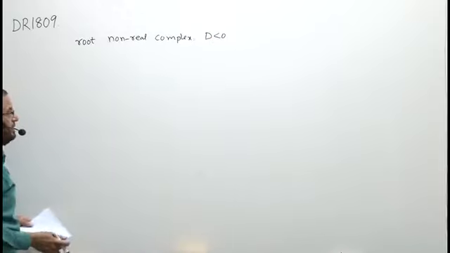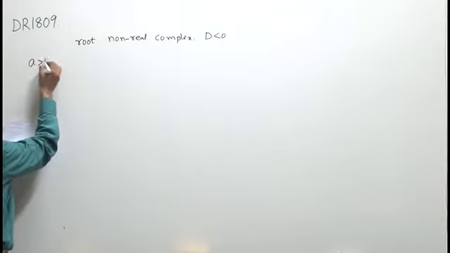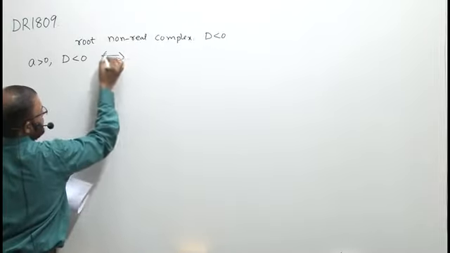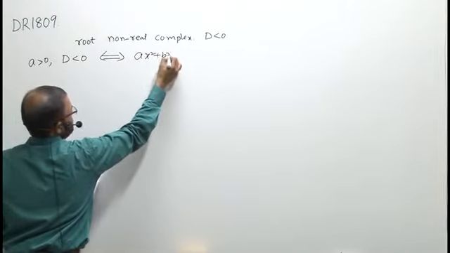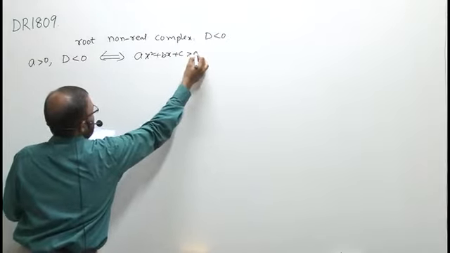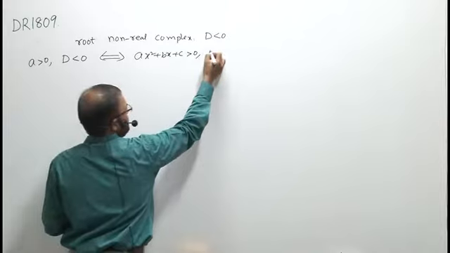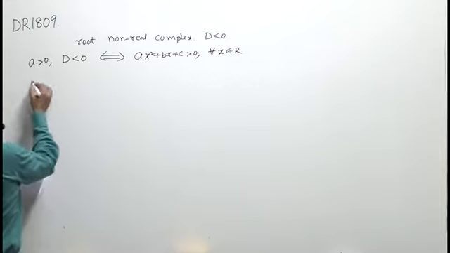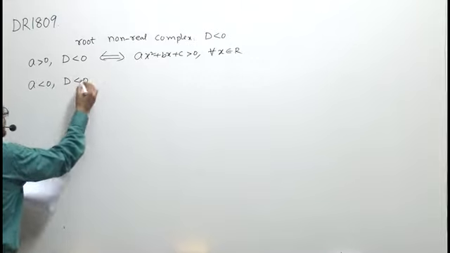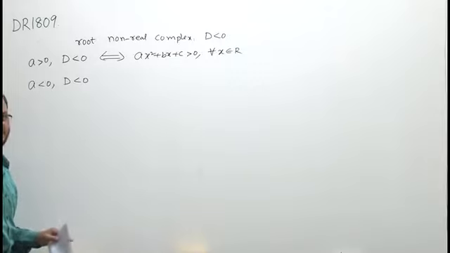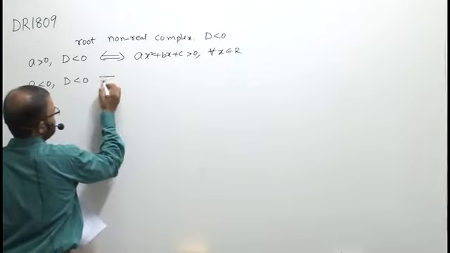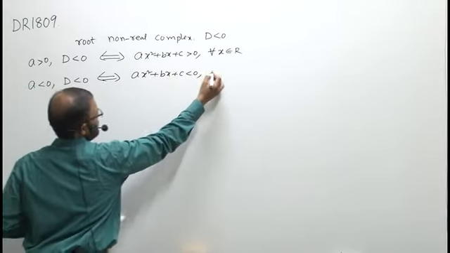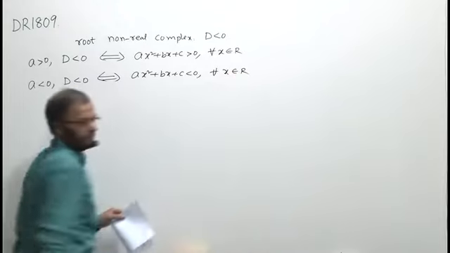Also, I can say that if A is positive and discriminant D is negative, the sign of the quadratic expression ax square plus bx plus c will always be greater than 0, I mean for every x belonging to R. In the same way, if A is negative and D is negative, then this quadratic expression is always negative: ax square plus bx plus c less than 0 for every x belongs to R.